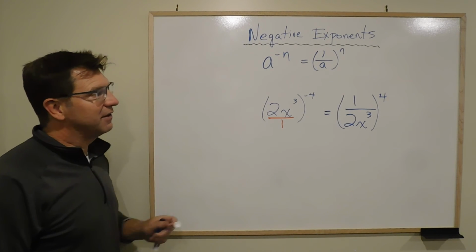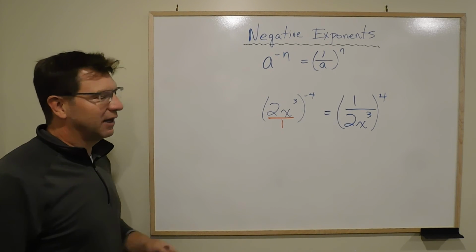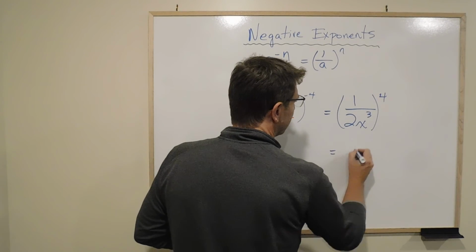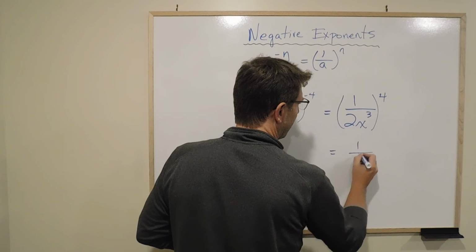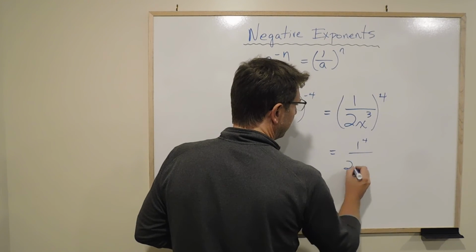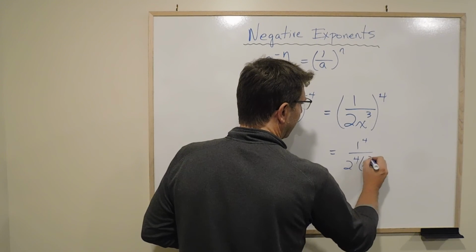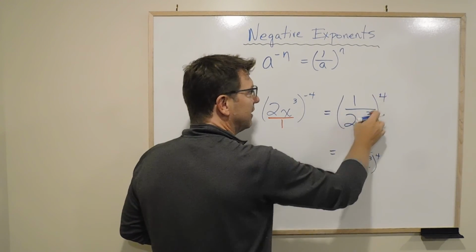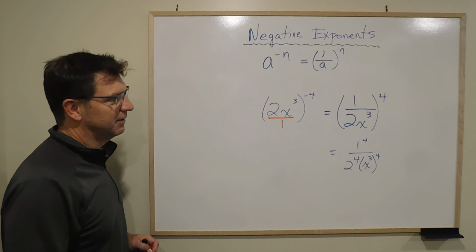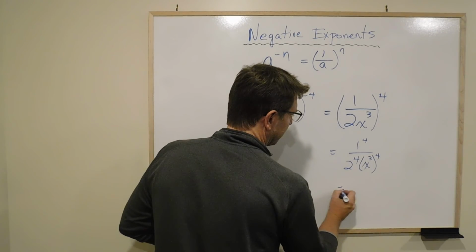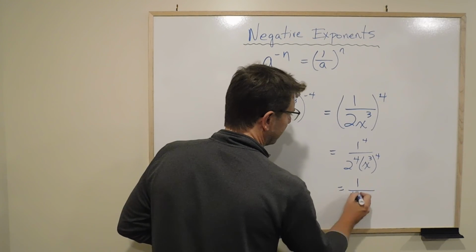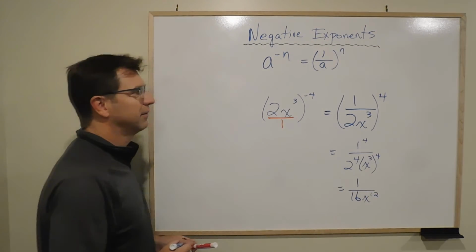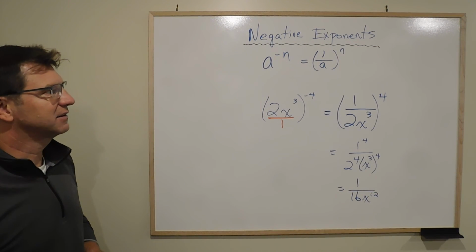And then you're dealing with a positive exponent and just the exponent laws from before. I'll finish this one. 1 to the 4th over 2 to the 4th and x cubed to the 4th, right? The 4 applies to every piece, which equals 16x to the 12th.